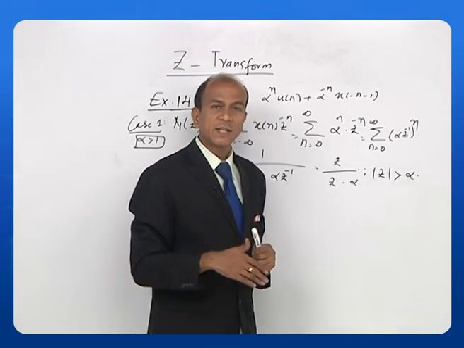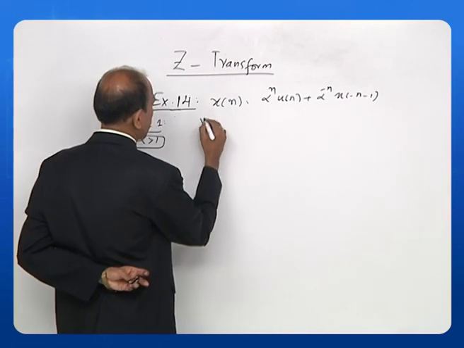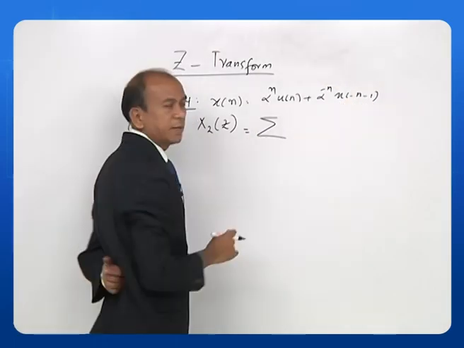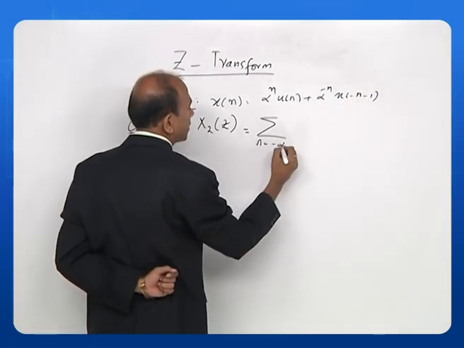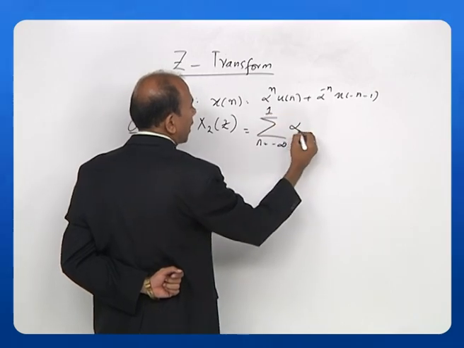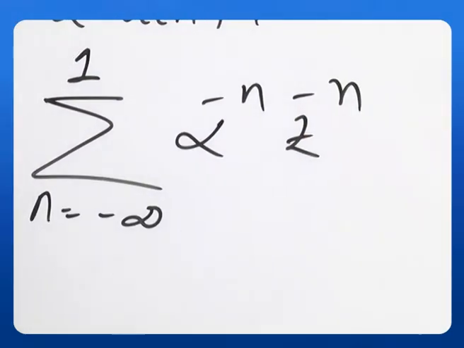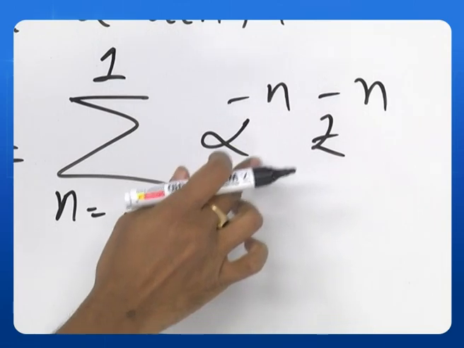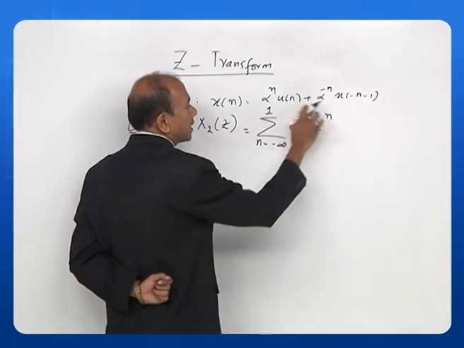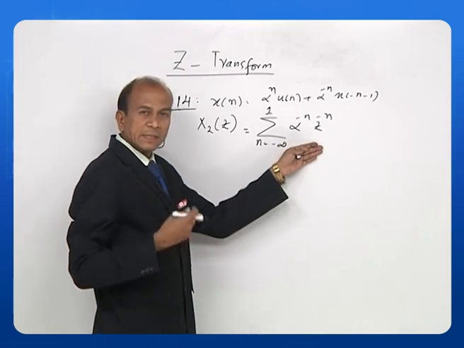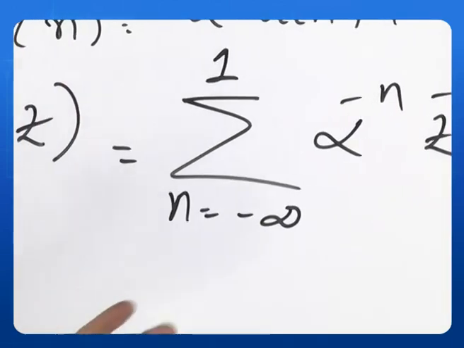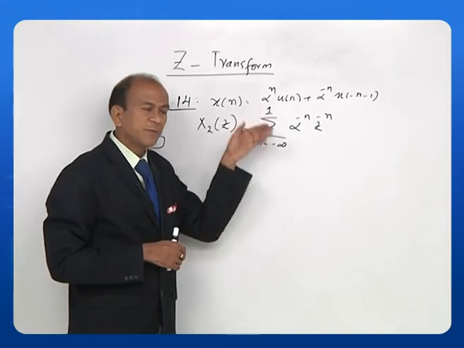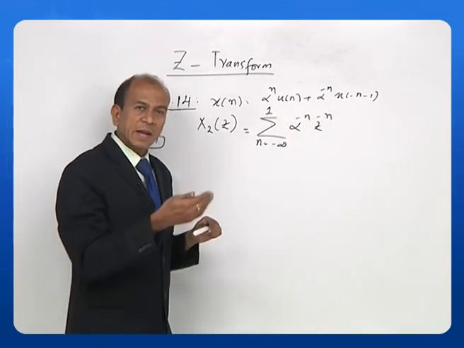Similarly, let us calculate the Z transform for the second part. Let us take x2 of z. As you see here, this exists from n equals minus infinity to minus 1: summation n equals minus infinity to minus 1 of alpha to the power of minus n z to the power of minus n. Let us look at this problem. I am just checking whether it is minus n or not. Let me repeat: x2 of z is the summation from minus infinity to minus 1 of alpha to the power of minus n z to the power of minus n. Let us change the signs of the summation.